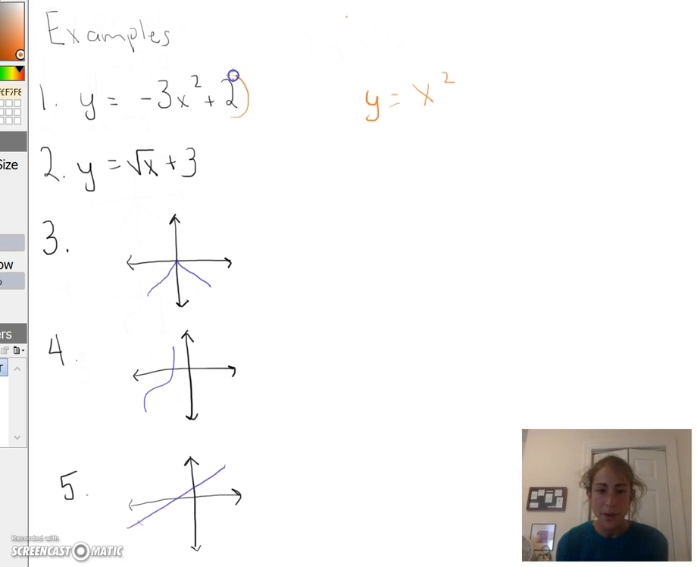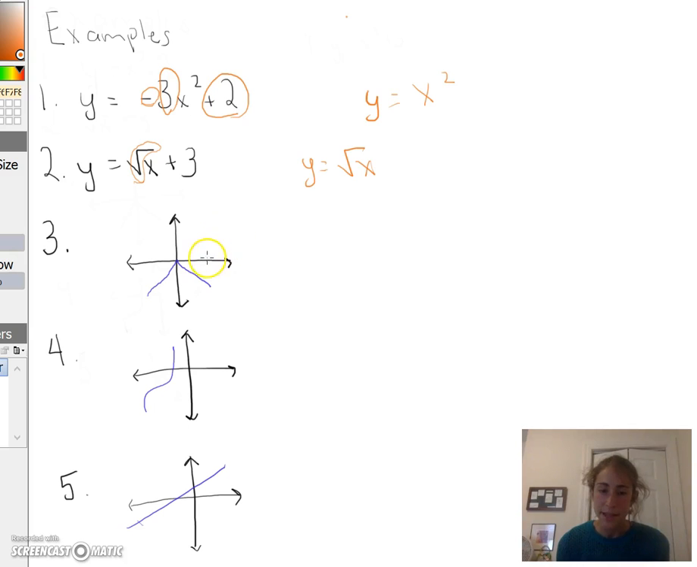We have some extra stuff going on. We've added a 2. We've multiplied the x squared by 3, and we've put a negative in front. So when we talk about transformations, we'll see what each of these additions to the parent function do, how they change the graph. Our next example, y equals the square root of x plus 3. Well, what's the parent function? Think about it for a second. It shouldn't take you long, because the parent function is sitting right here, square root of x. So y equals square root of x is the parent function.